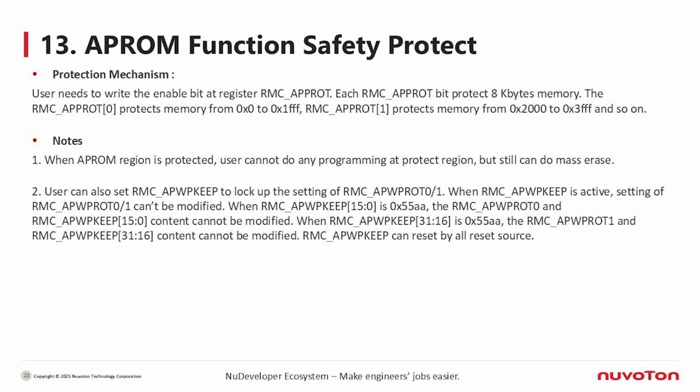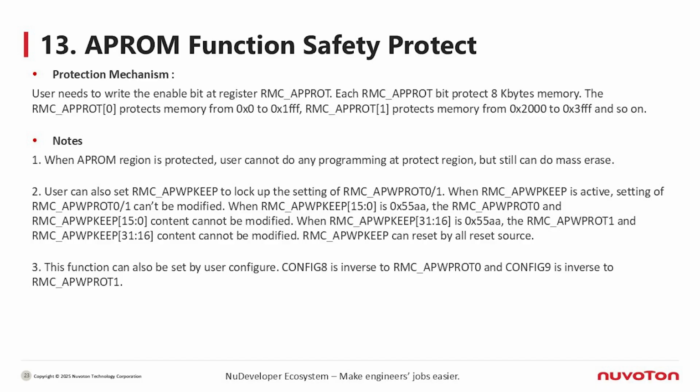When RMC APW pkeep 31 to 16 is 0x55AA, the RMC APW prot 1 and RMC APW pkeep 31 to 16 content cannot be modified. RMC APW pkeep can be reset by all reset sources. 3. This function can also be set by user configure. Config 8 is inverse to RMC APW prot 0, and config 9 is inverse to RMC APW prot 1.